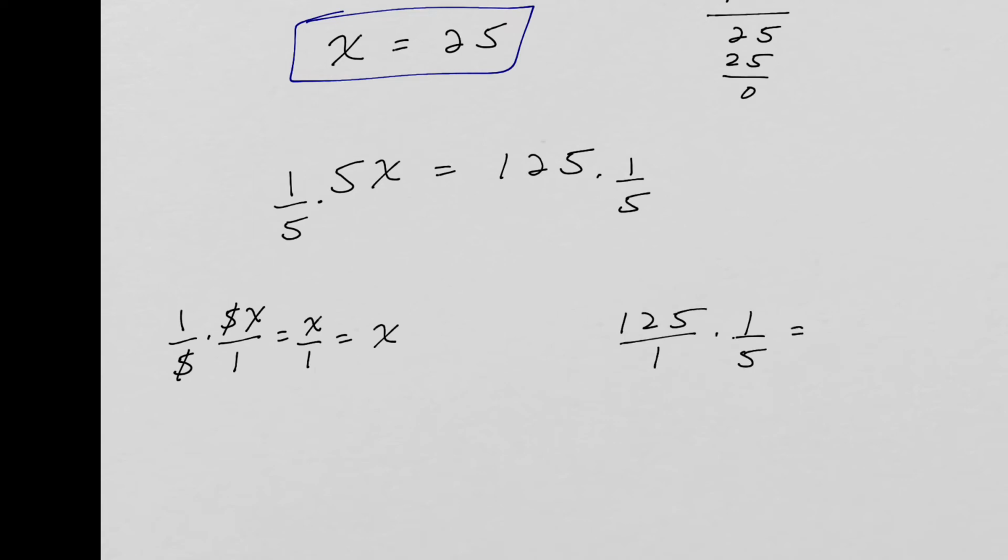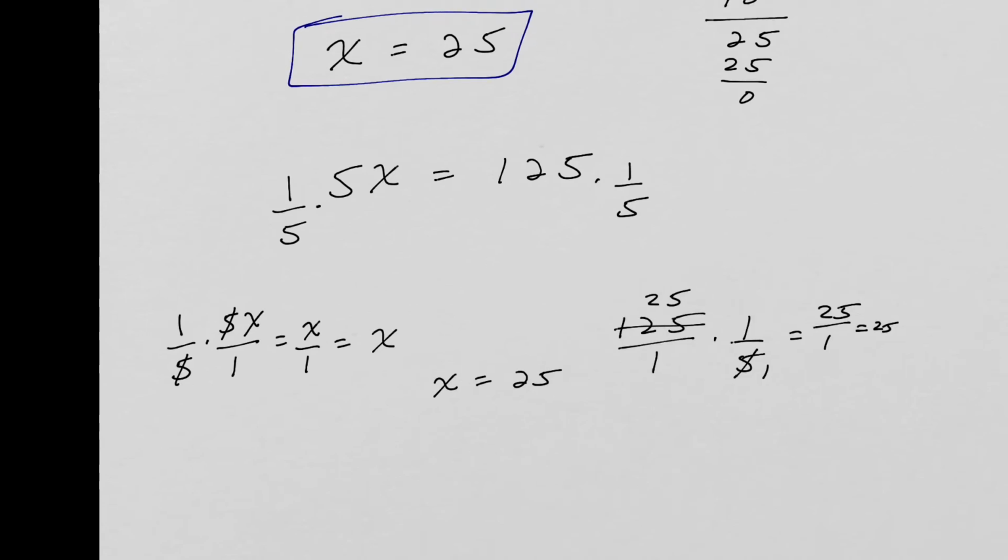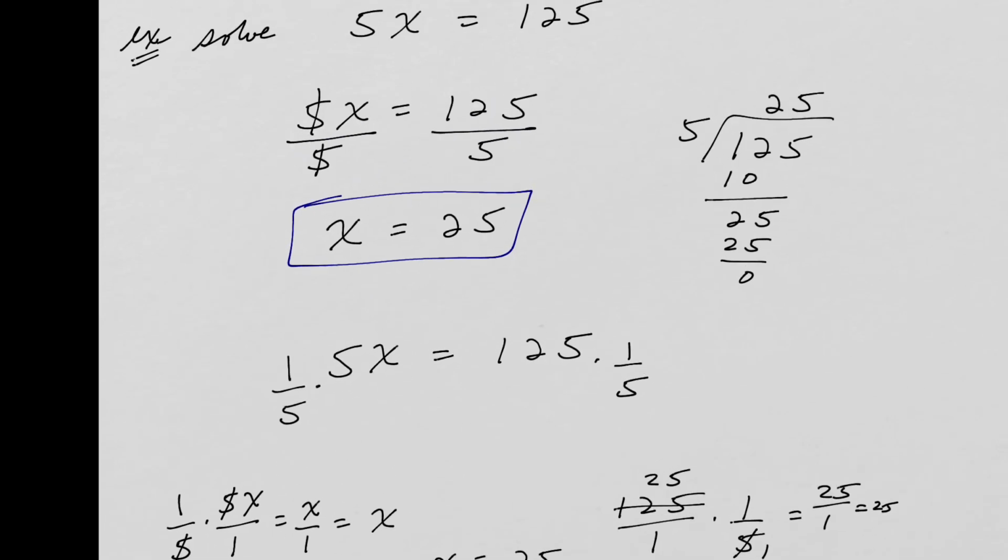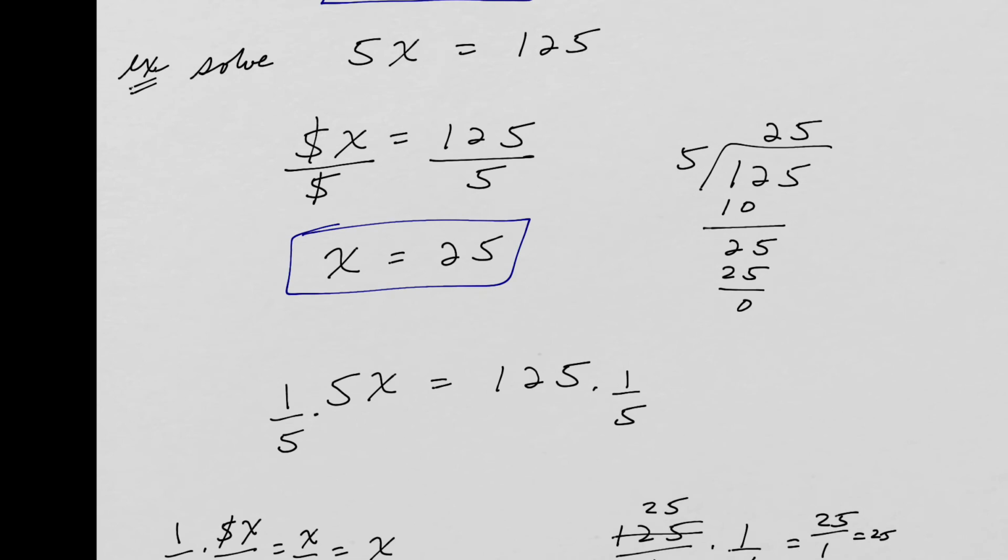If you want, you can even simplify here, right? 5 goes into 5 once. 5 goes into 125 25 times. So you have 25 times 1 over 1 times 1, which is 25. So we get the same thing. X is equal to 25. So dividing by 5 is really equivalent to multiplying by 1/5. But I think it's easier just to think of it as division, right? X is being multiplied by 5, so I want to divide by 5 to undo that multiplication.